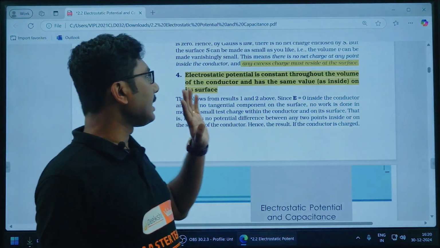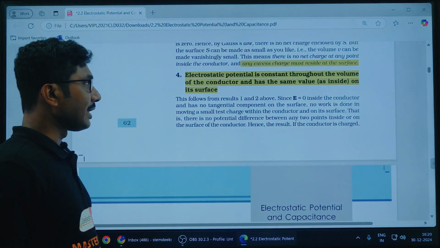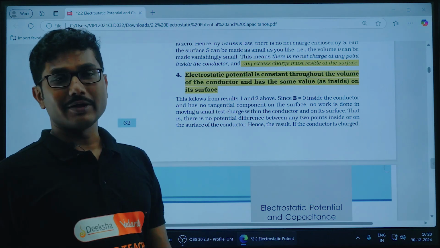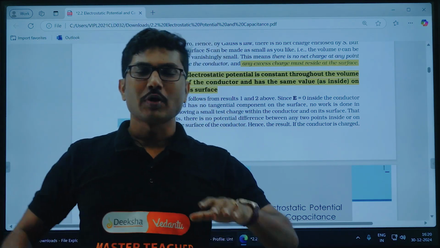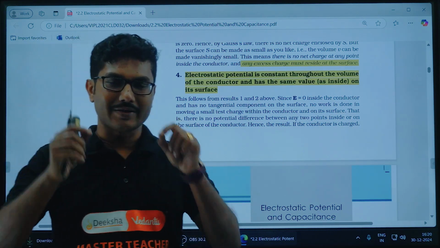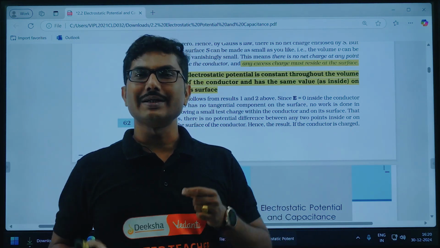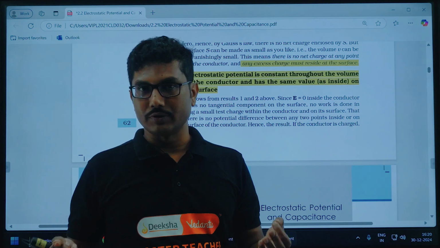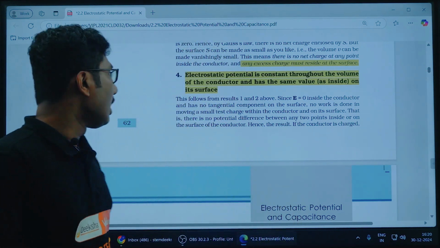The electrostatic potential is constant throughout the volume of the conductor and has the same value as inside on its surface. So, electrostatic potential is constant not only inside the volume of the conductor, but also on the surface, with the same value. Suppose inside the conductor the potential is 10 volts, on the surface it will also have the same value, 10 volts, and it is constant throughout inside the conductor.